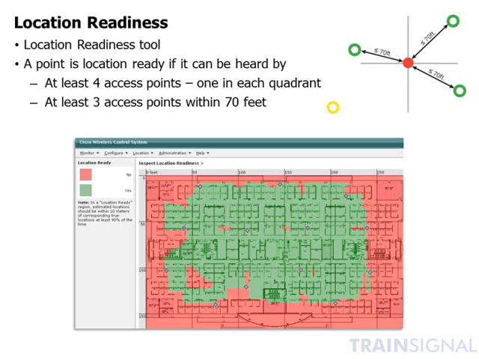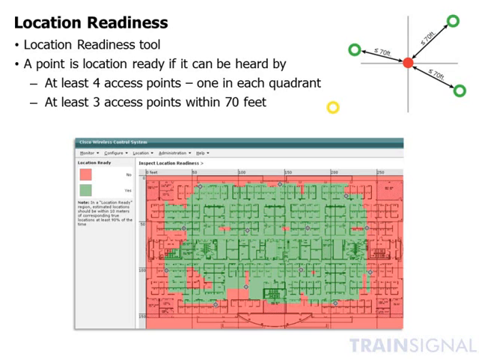And you can see that in the diagram over here on the right, where I have 1 access point in the 4 quadrants surrounding the specific point that's to be location ready. In addition to that, I need at least 3 access points to be within 70 feet.